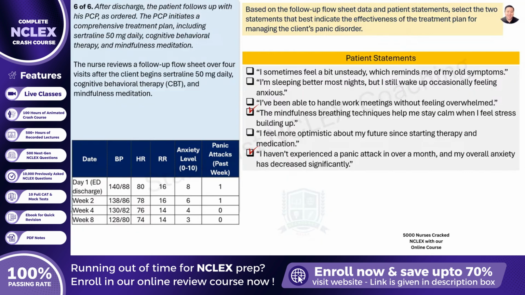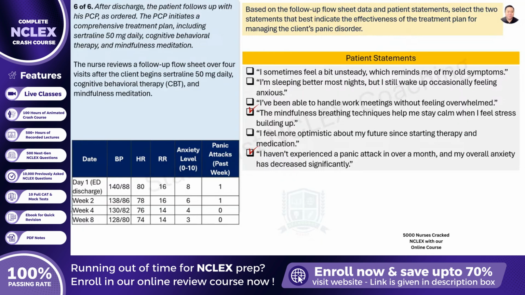If you selected, "I sometimes feel a bit unsteady, which reminds me of my old symptoms," this is incorrect. This is a red flag. It's not a sign of improvement. And feeling unsteady might be a side effect of the sertraline, especially during the early days of the treatment, or it could mean the patient is still experiencing residual anxiety symptoms. But either way, this still suggests incomplete recovery or potential adverse effects to the new medication, but not effective management.